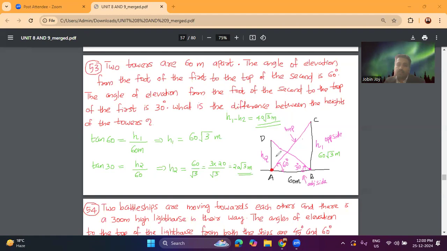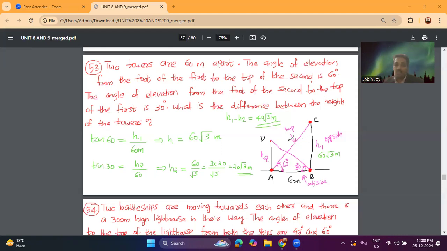From this point to the top of the second tower, C, this angle of elevation is 60 degree. So I marked here, this angle is 60 degree. Then the angle of elevation from the foot of the second tower, from here to the top of the next tower, is 30 degree. So here we have two angles of elevation: one is 60 degree and another one is 30 degree.